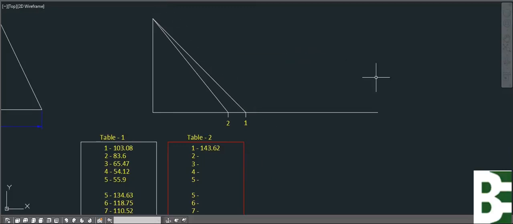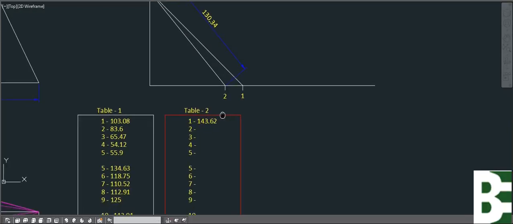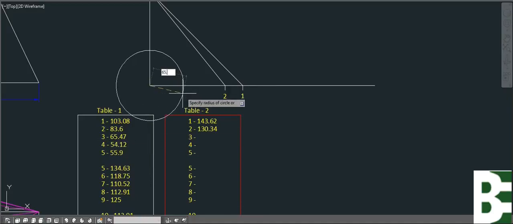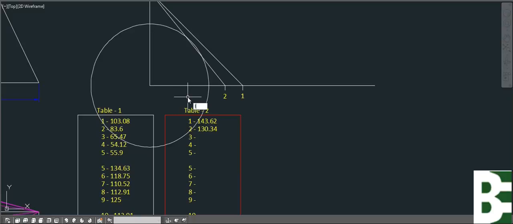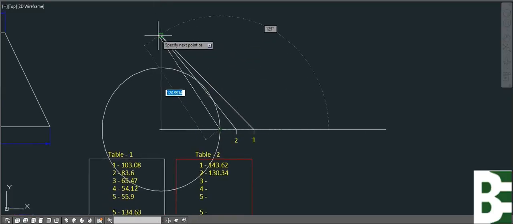Now this is blank, and number 2. What is number 2? 130.34. And now number 3, 65.47. Okay, match the line to the top.